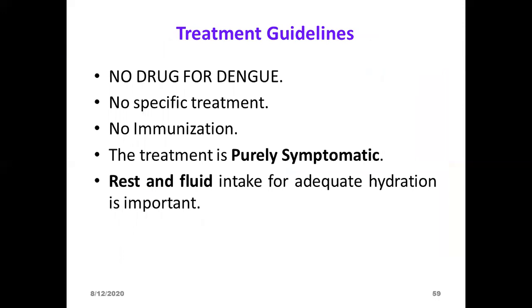The treatment guidelines. No drug for dengue disease. There is no specific medication protocol for the dengue disease. No specific treatment, no immunization is present for dengue fever. The treatment is purely symptomatic. Rest and fluid intake for adequate hydration is very much important.